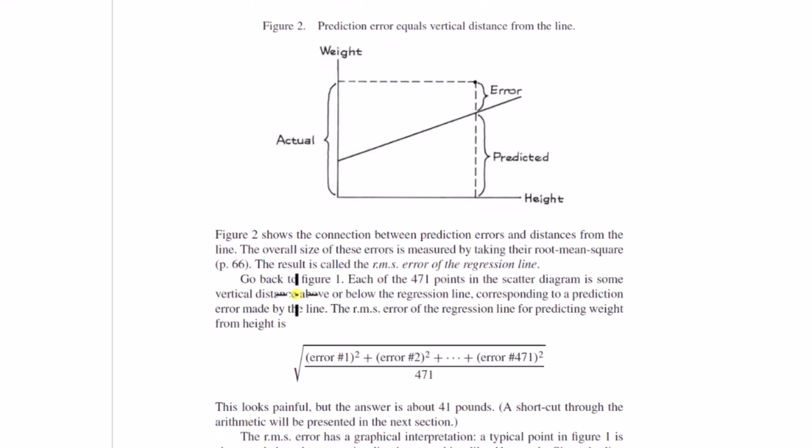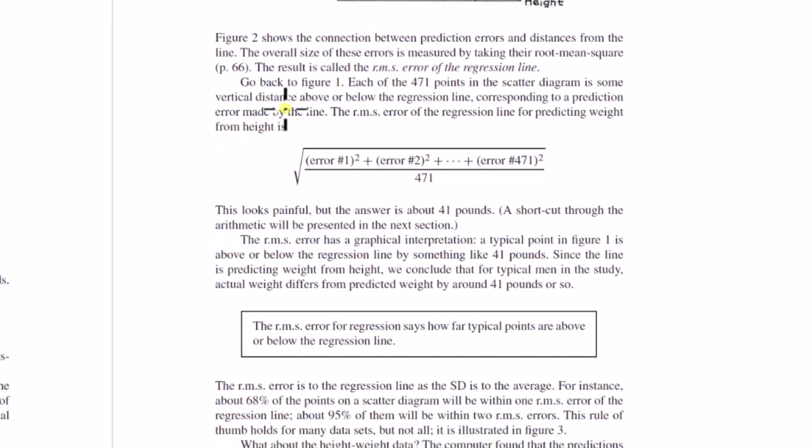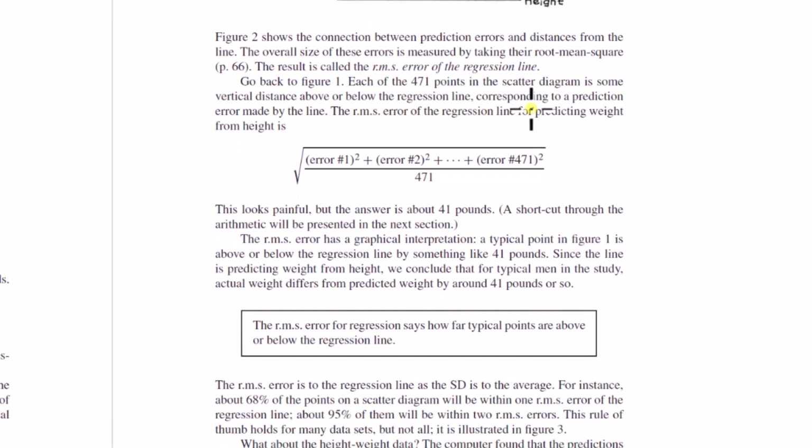So, okay, go back to figure 1. Each of the 471 points in the scatter diagram is some vertical distance above or below the regression line, corresponding to a prediction error made by the line. The RMS error of the regression line for predicting weight from height is just the sum of the squares of all the errors divided by the number of data points, 471, then take the square root. This looks painful, but the answer is about 41 pounds.